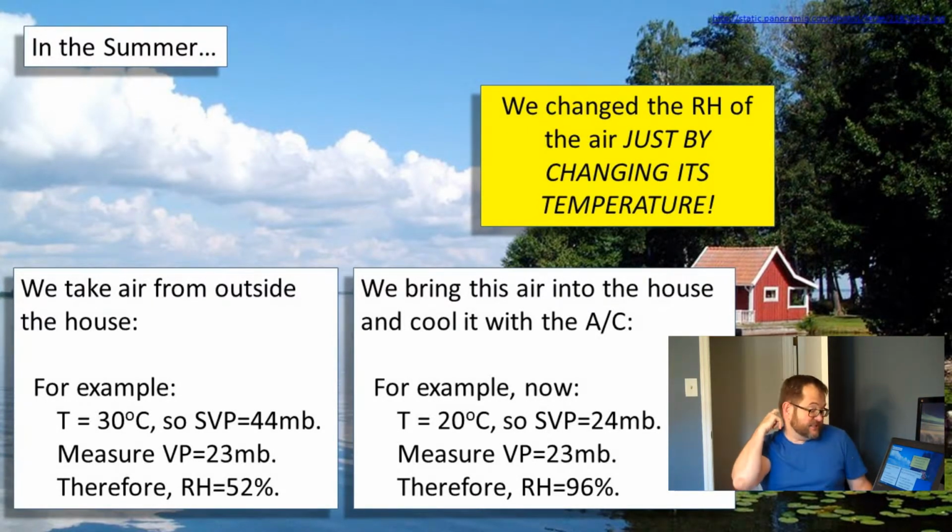Now, in practice, 96% relative humidity would be very uncomfortable in your house. You would be sweaty, it would stick to the furniture, your basement would get moldy. So in practice, most homes have a dehumidifier that removes water vapor from the air in the summer when the air conditioner is running. Therefore, the numerator, the vapor pressure, the amount of water vapor molecules in the air, decreases and the humidity doesn't get that high.